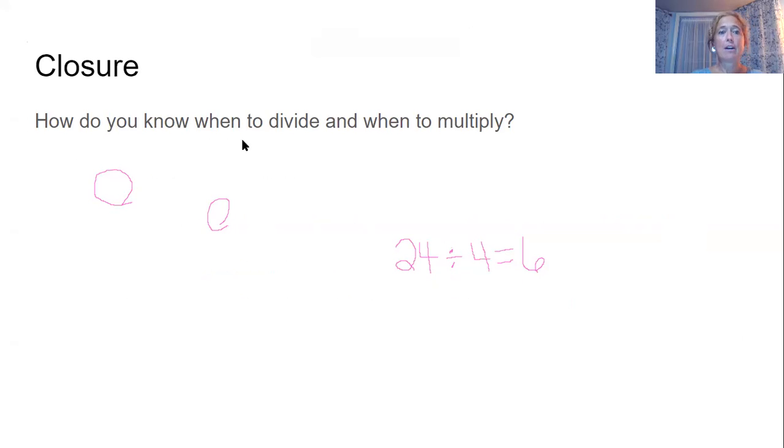So again, how do you know when to divide and when to multiply? We said when we multiply, we have the number of groups times the number in each group. Whereas when we divide, we have the total number and we're either dividing it by the number of groups or the number in each group, depending on what the question asks us.